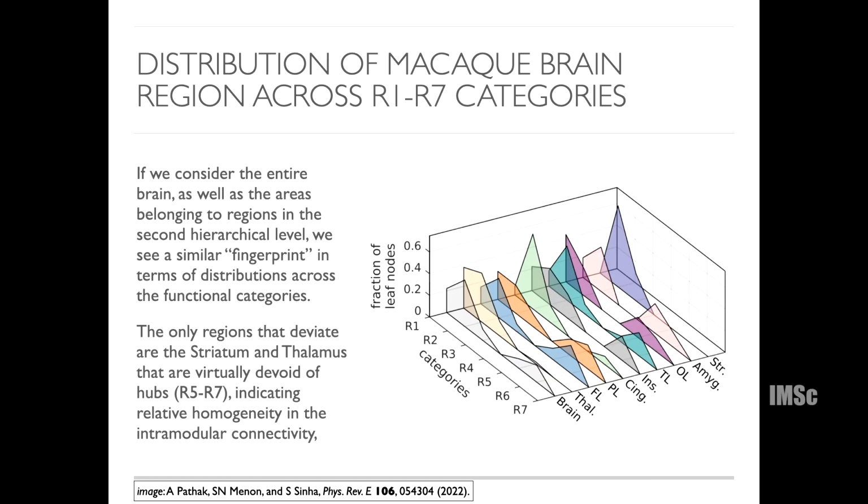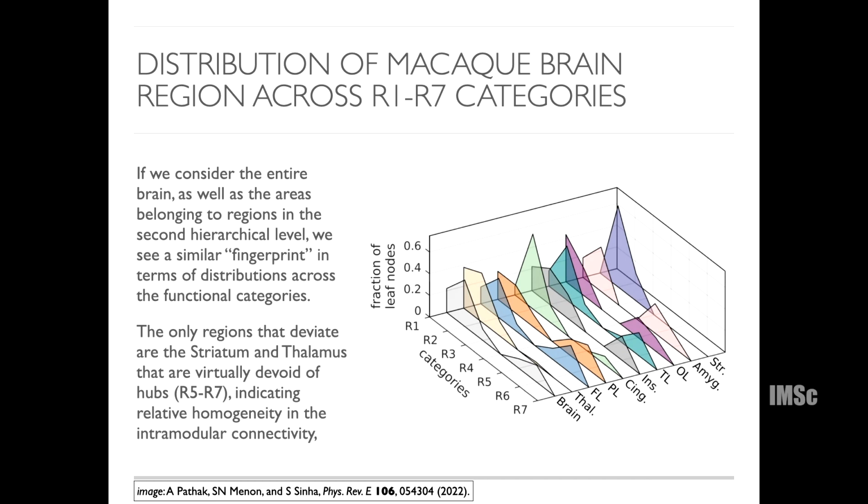So essentially, what we seem to find is that there's a similar fingerprint of the distributions across the functional categories, right? This could potentially be some sort of signature of the kind of information processing that's required. Maybe you need a certain proportion of these nodes. We still don't fully know, but that's just some speculation.